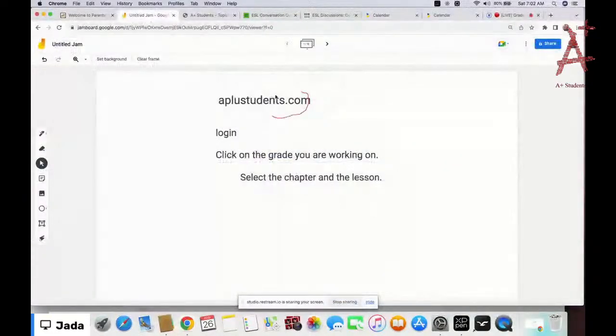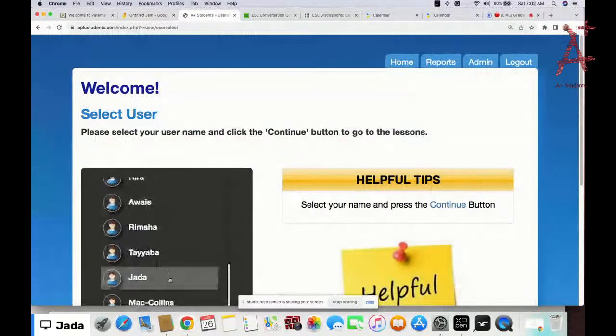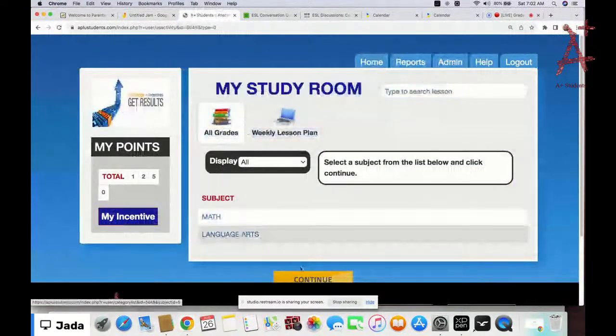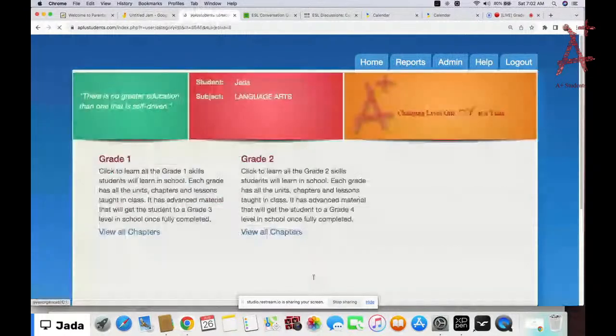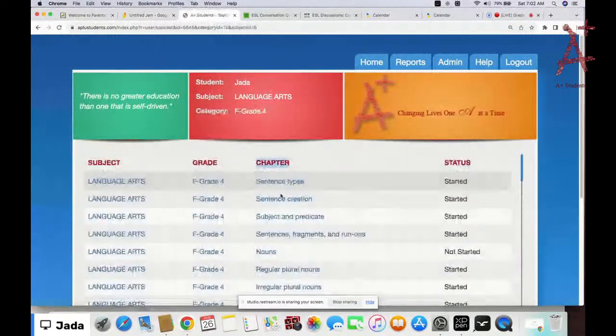Okay, so first, what you need to do is log in using aplusstudent.com. You need to just input your email and your password. Then you scroll here to click on your name. Wherever your name is, you click on it and then language arts. And then we move on to grade 4. So from grade 4, we'll be having sentences, fragments, and run-ons.